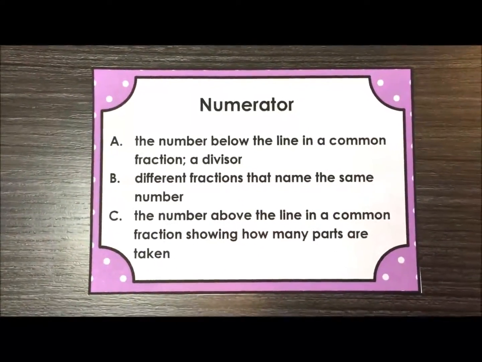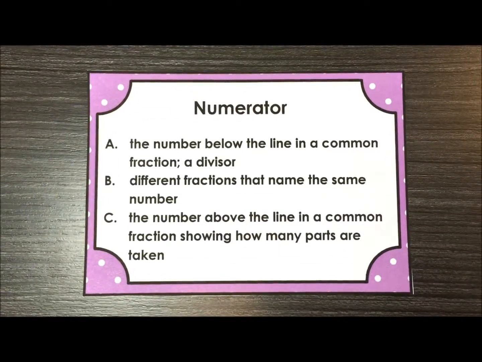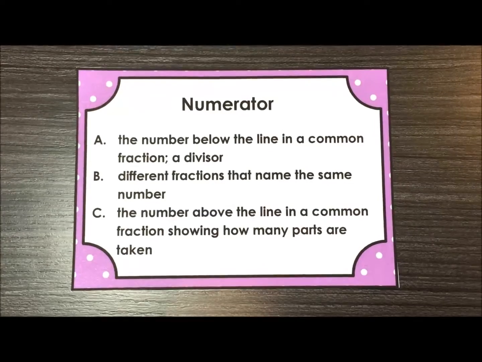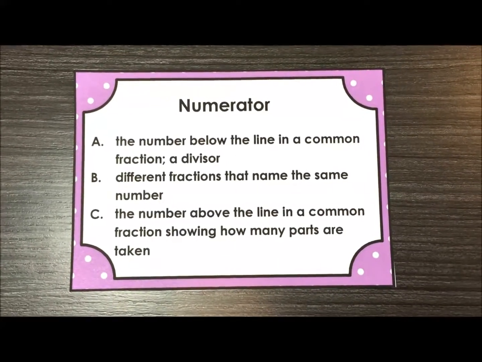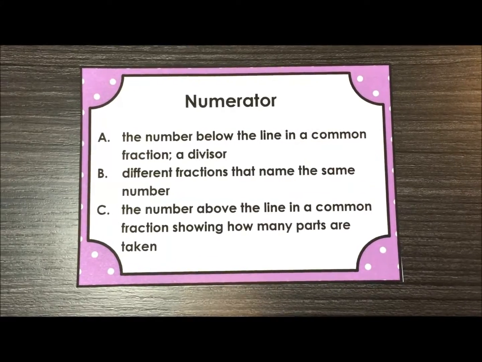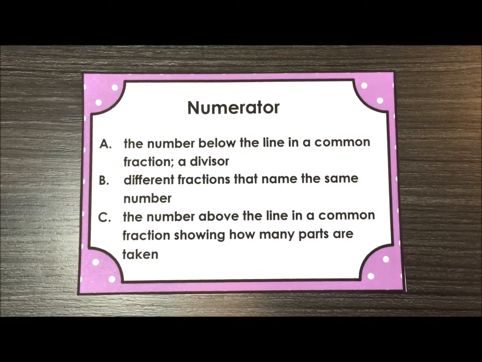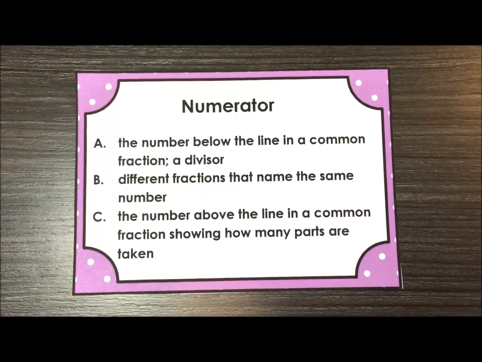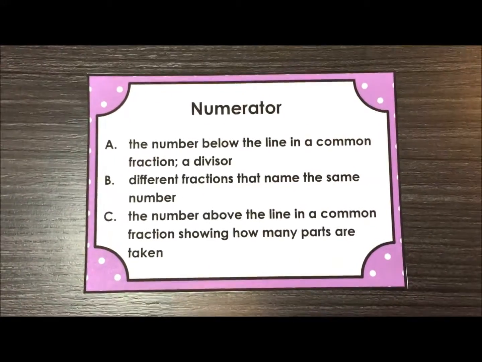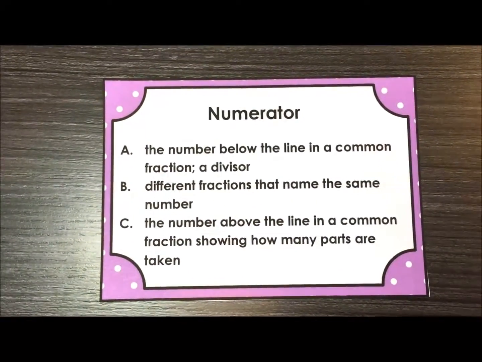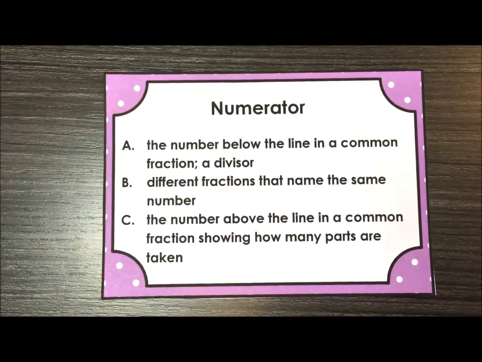Numerator. A, the number below the line in a common fraction, a divisor. B, different fractions that name the same number. Or C, the number above the line in a common fraction showing how many parts are taken. Which answer is correct for the definition of a numerator? The correct answer is C, the number above the line in a common fraction showing how many parts are taken.